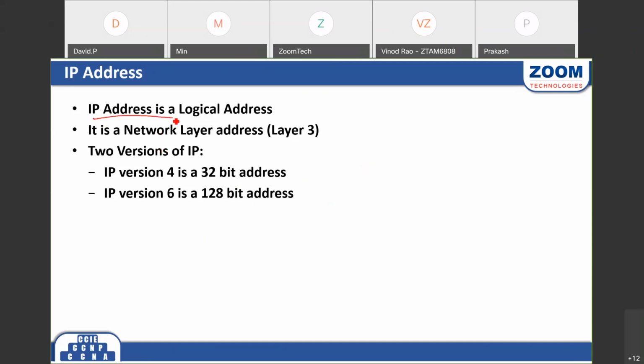See, an IP address is a logical address, a layer 3 address. What is a layer 3 address? We'll discuss that in the next class. There are two versions, IPv4 and IPv6. IPv4 is a 32-bit address.